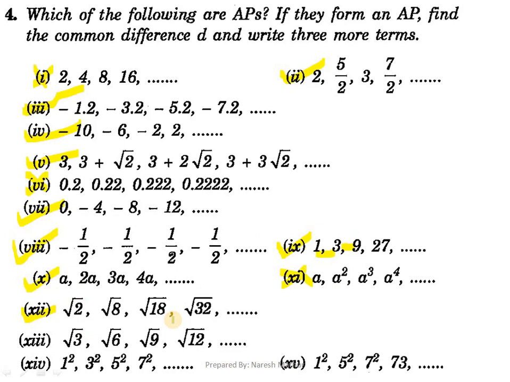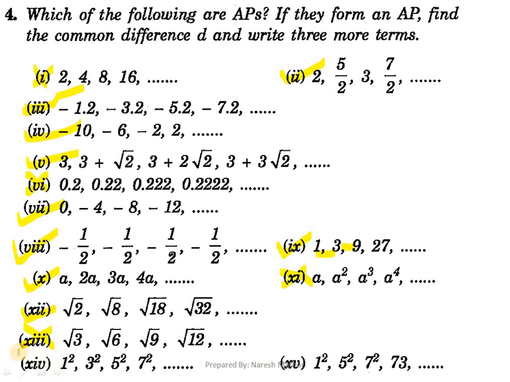Alright. Now the 13th one, root 3, root 6, root 9, root 12. If they were 3, 6, 9, 12 only, then we could say yes, they are making an AP because the common difference is 3. But in this situation they are not making an AP, because root 6 minus root 3 is not equal to root 9 minus root 6. So it is clear that they are not making an AP.